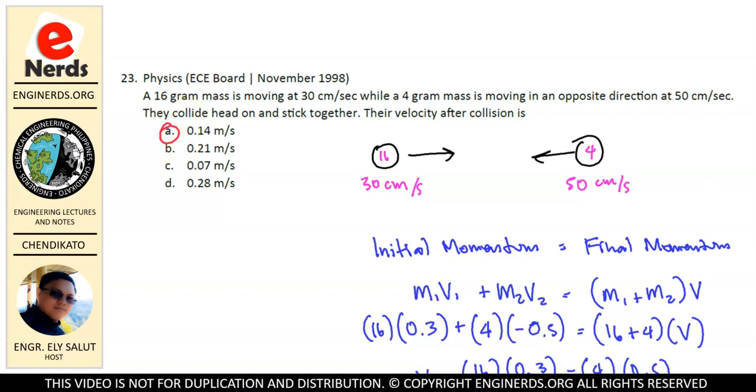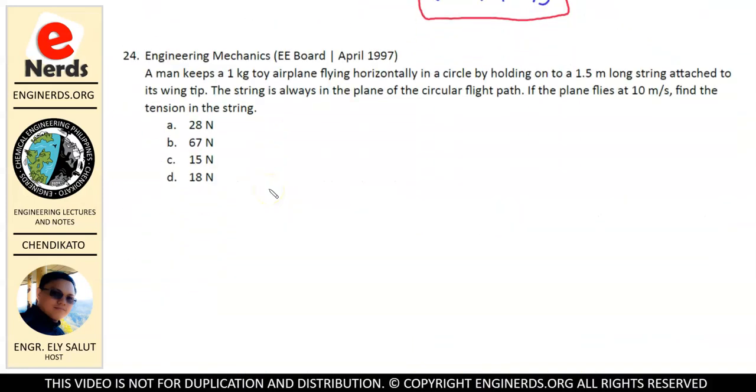Alright, so let's go to problem number 24, which is Engineering Mechanics that came out in the EE board in April 1997. A man keeps a 1 kilogram toy airplane flying horizontally in a circle by holding on to a 1.5 meter long string attached to its wingtip. The string is always in the plane of the circular flight path. If the plane flies 10 meters per second, find the tension in the string.